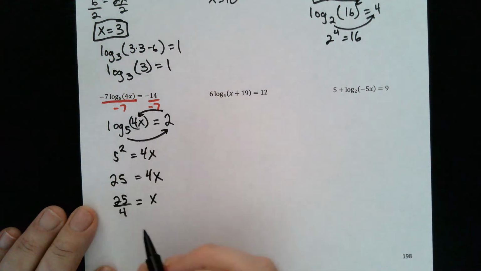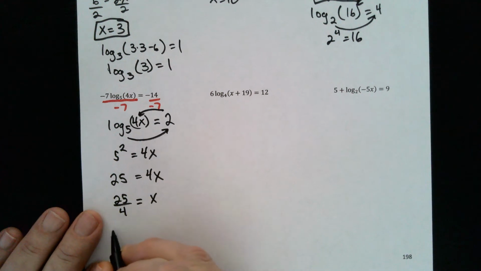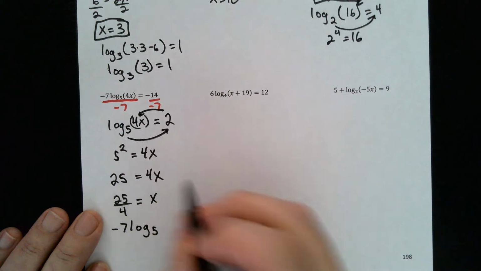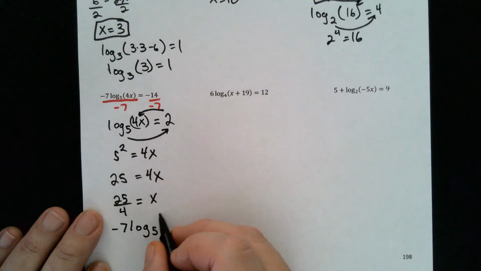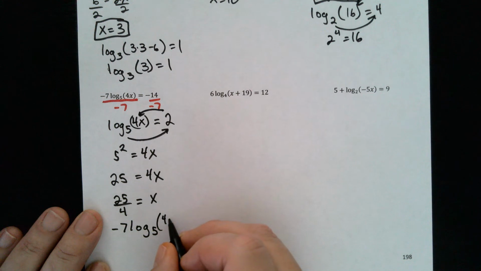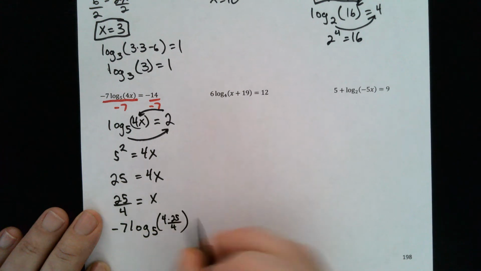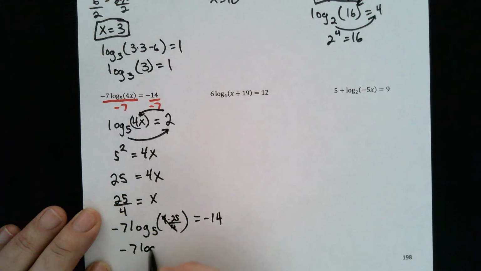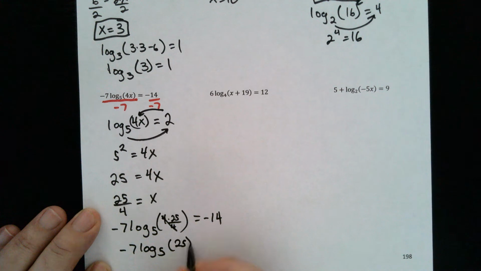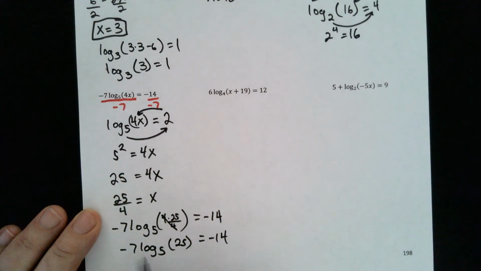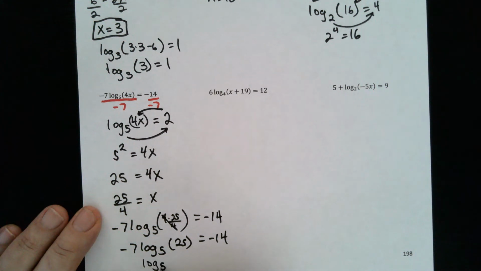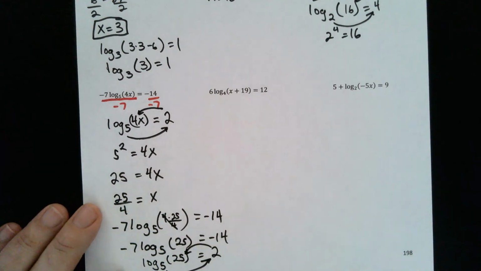And you could pop that in and see if it's true. Go to the original, negative 7 of log base 5 of 4x, so 4 times 25 over 4 equals negative 14. These two cancel. So you get negative 7 log base 5 of 25 is equal to negative 14. And if you move this over and then do the circle thing, log base 5 of 25 is equal to 2. 5 squared is equal to 25, and that's true.